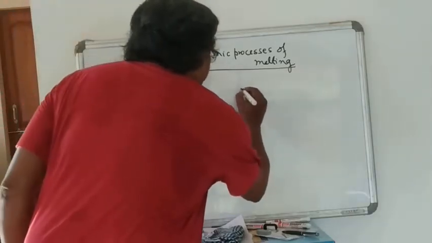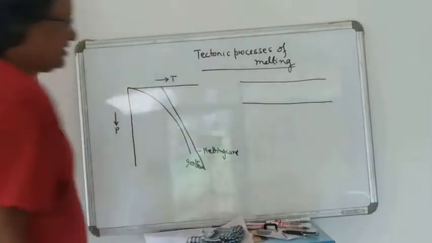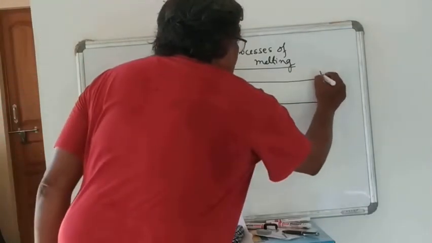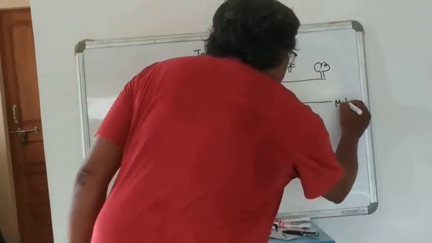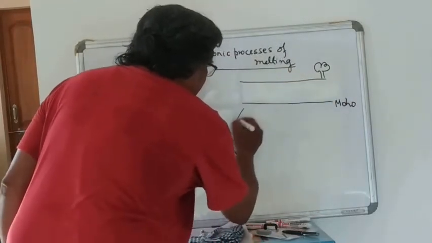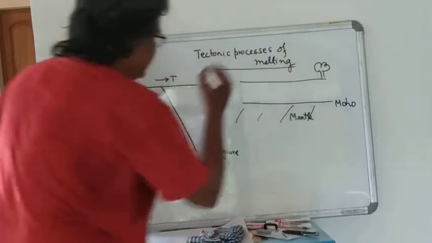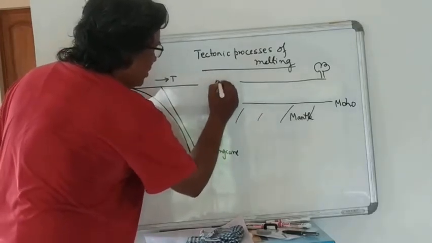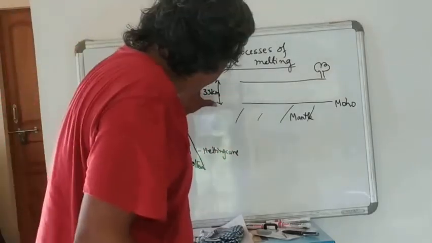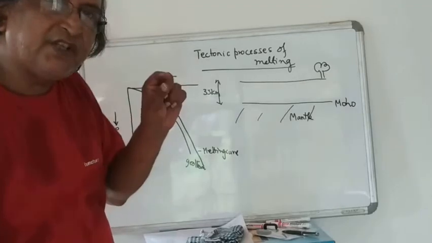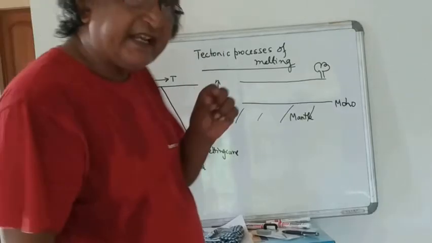Let's say this is a crustal section that I'm drawing. Here is the surface of the earth, and here you have the Moho, and here you have the mantle rocks. This thickness, as we know, in continental areas is roughly 35 kilometers. In the oceanic areas, the width of the crust is much thinner, 5 to 8 kilometers on an average. That's the thickness of the oceanic crust.